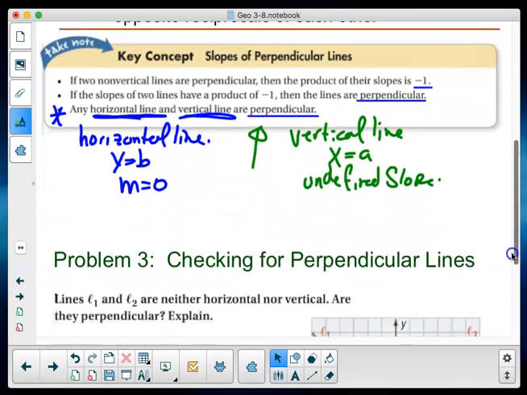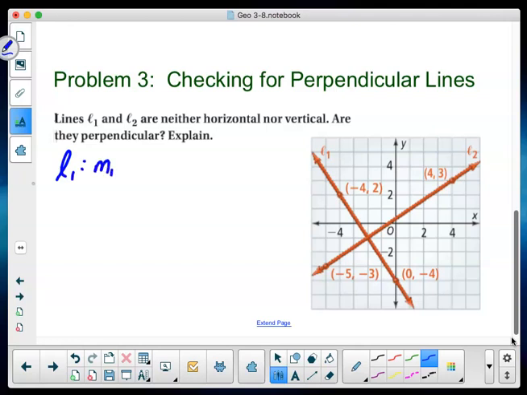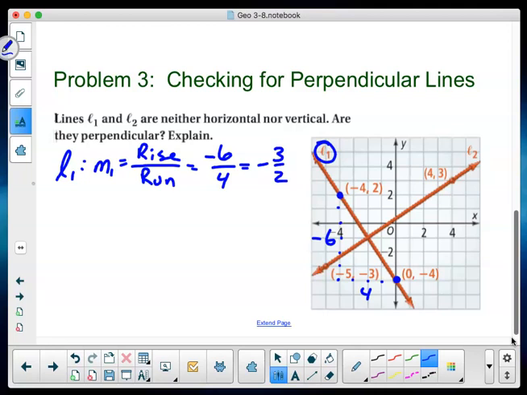As we move on, checking for perpendicular lines. I just want you to find the slope. Because I'm given a grid, I'm going to be really honest: slope 1 is rise over run, a little different from what I did before. This is line 1, and I'm going to go from here to here. I'm going 1, 2, 3, 4, 5, 6, and 1, 2, 3, 4. So I'm going down 6 over 4. My rise was -6, my run was 4, but I get to reduce this, and it becomes -3/2. So my slope is -3/2.